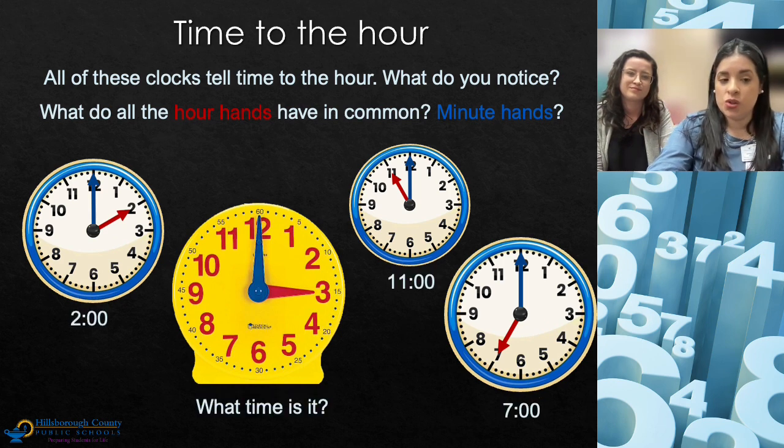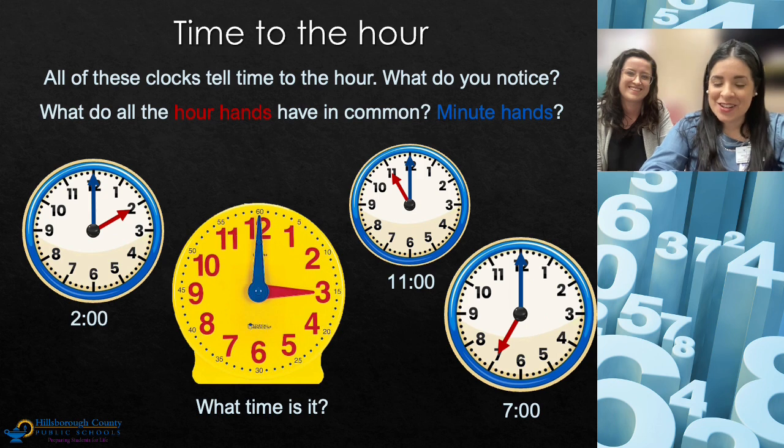The first clock is 2 o'clock, 11 o'clock, 7 o'clock. Based on what you just said and what you see here, what time do you think it is on the Judy clock? So the minute hand is pointing towards the 12, the hour hand is pointing towards 3, so it's 3 o'clock. Awesome. And cut.